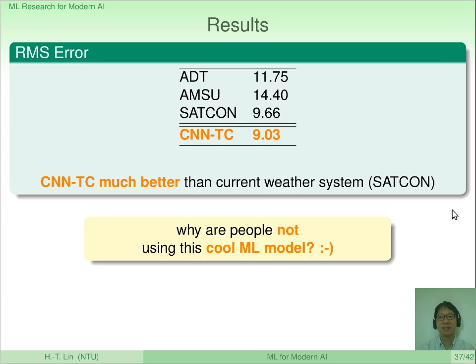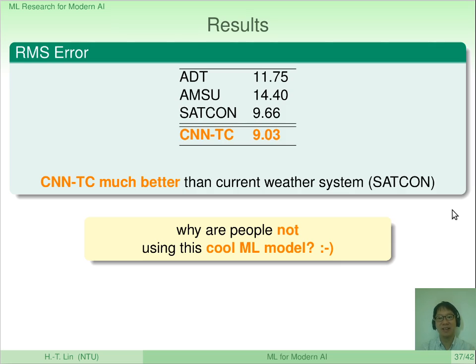Great. Are people using this model? Well, people seem to be interested in trying, but maybe not. Because one thing that we've heard is that the SATCON model, the current model, is good enough. Any root mean square error below 10 is good enough. So achieving from 9.66 to 9.03 does not mean that much to meteorologists.